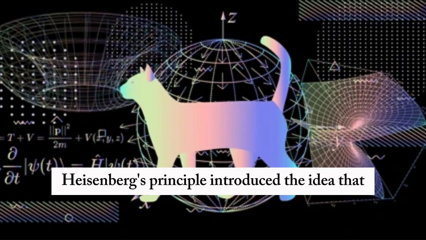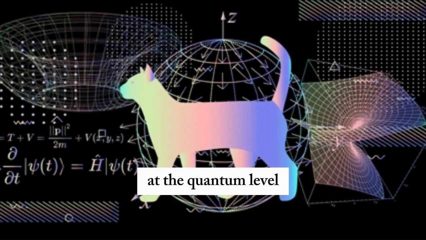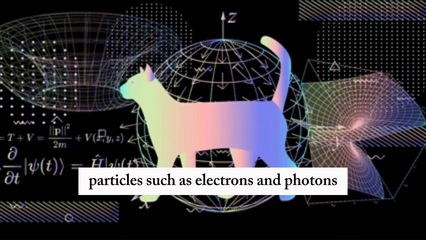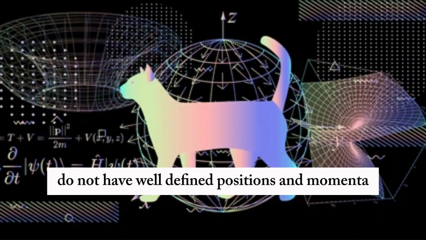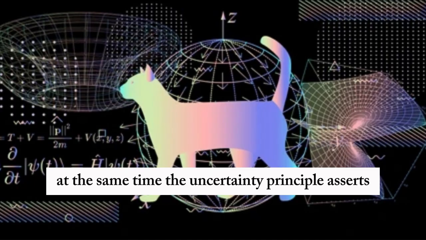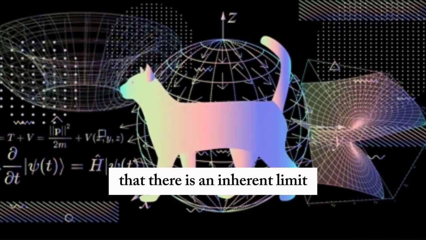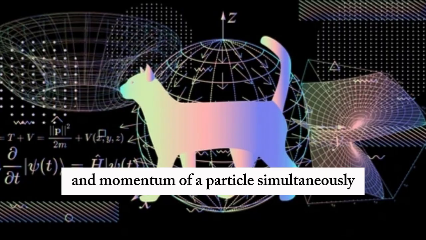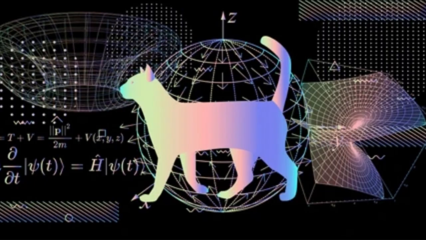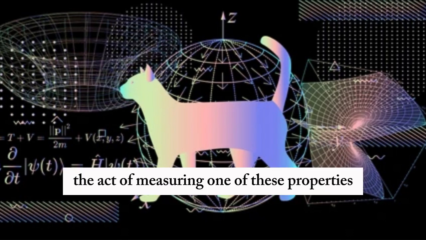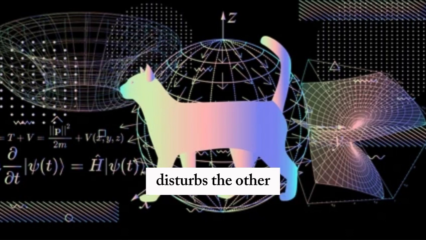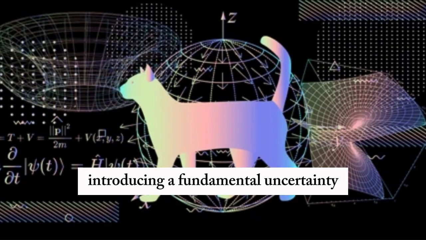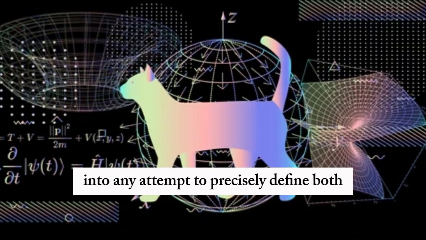Heisenberg's principle introduced the idea that at the quantum level, particles such as electrons and photons do not have well-defined positions and momenta at the same time. The uncertainty principle asserts that there is an inherent limit to how precisely we can measure the position and momentum of a particle simultaneously. More precisely, the act of measuring one of these properties disturbs the other, introducing a fundamental uncertainty into any attempt to precisely define both.